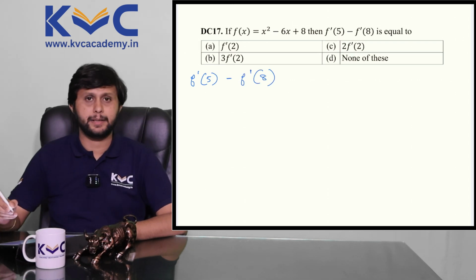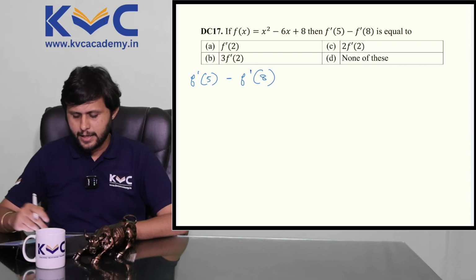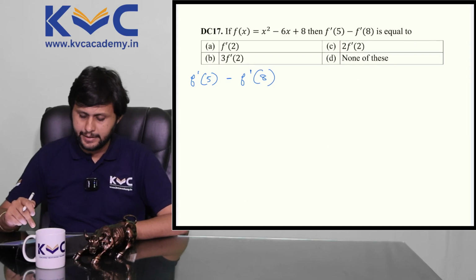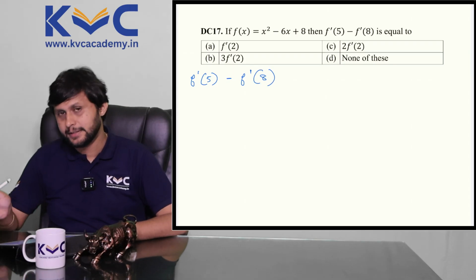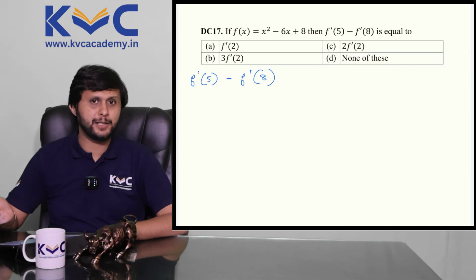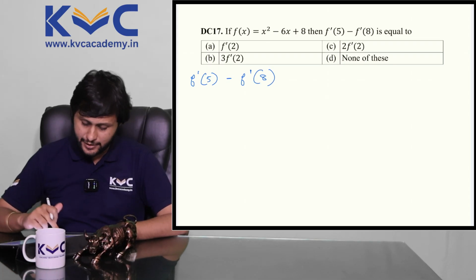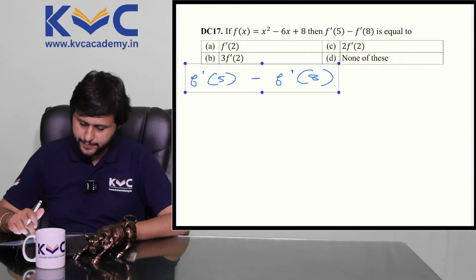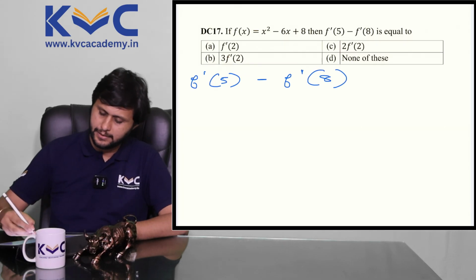This is the requirement. So first, I need to find f dash of 5. Then I need to find f dash of 8. Then take the difference. But before finding f dash of 5 and f dash of 8, I need to find f dash of x. That means I have to differentiate. So this is the requirement. Okay, we'll drag it like this because I'm going to substitute right under that.